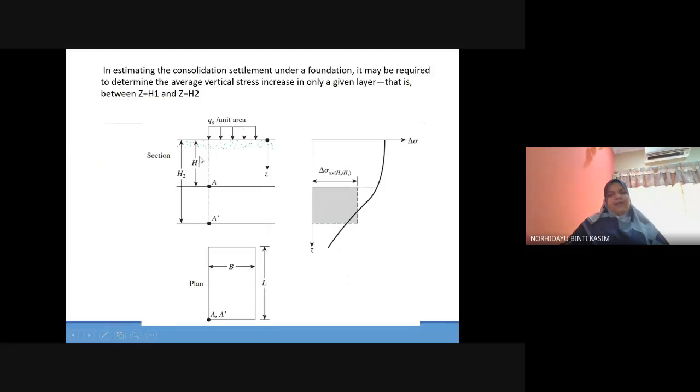There is a figure here. So this is H1, this is H2. As I mentioned earlier, Z is the depth.